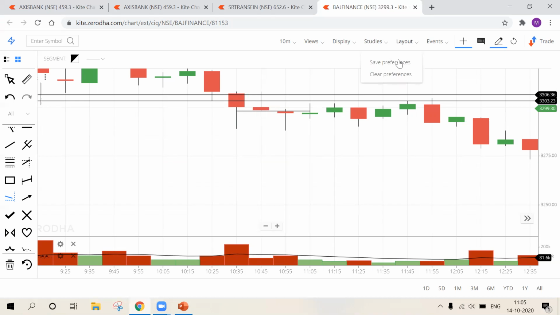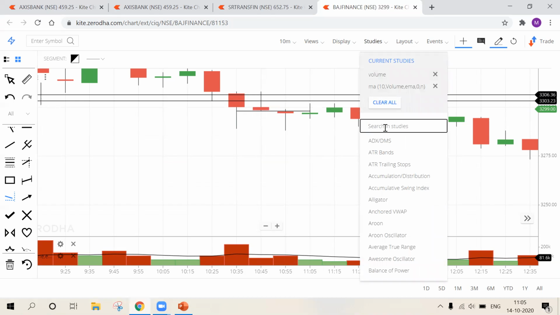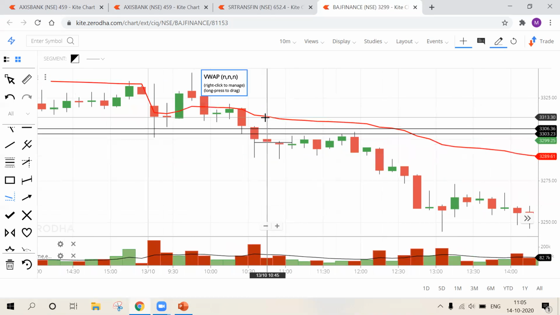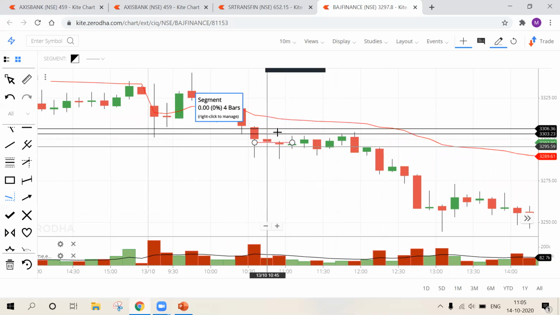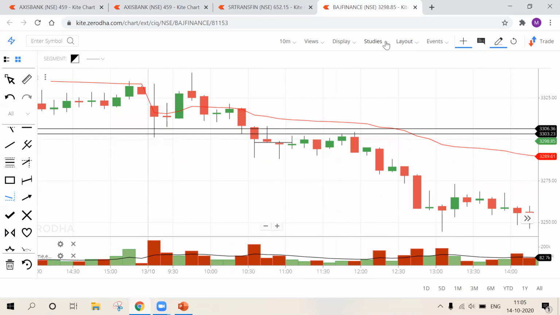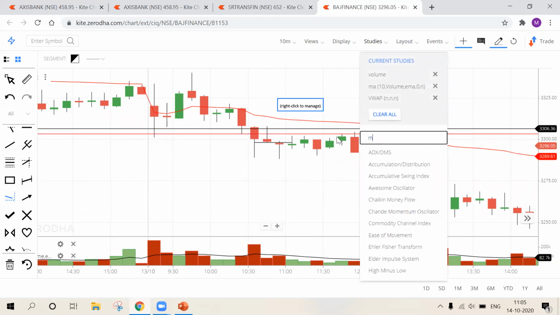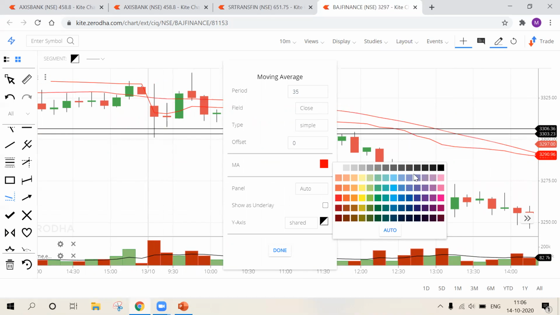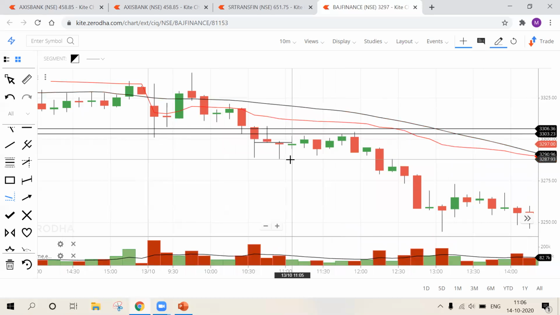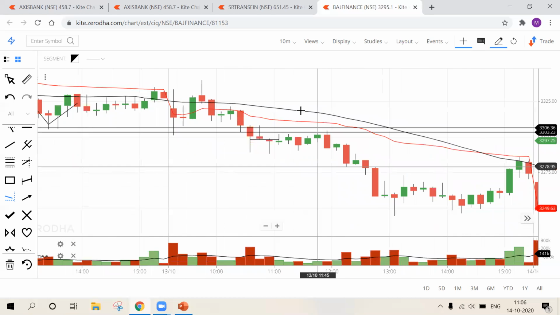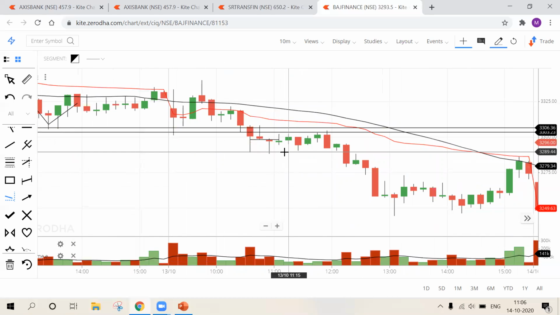Now let's take confirmation from VWAP. Oh, we are getting confirmation from VWAP as well. See, the candles are below VWAP, so it's suggesting us to make sell positions. Now let's get confirmation from the 35 moving average as well. Moving average, enter the value 35, change the color to black, done. Now this moving average is also asking me to go for short because the candles are below the moving average.